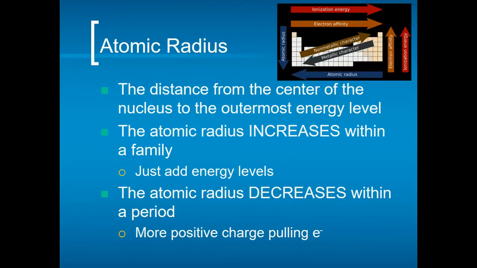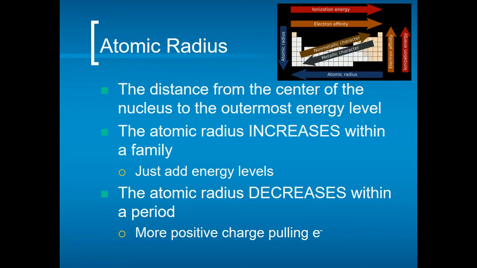Okay, the next trend we're going to talk about is atomic radius, and that's the general size of your atom. Specifically, it's the distance from the center of the nucleus to the outermost energy level, the distance from the nucleus to your valence electrons, the only electrons that matter. Generally, our atomic radius, the size of our atom, is going to increase within a family. In other words, you're going to increase as you go down, as you add energy levels. And we're going to talk about why in a second.